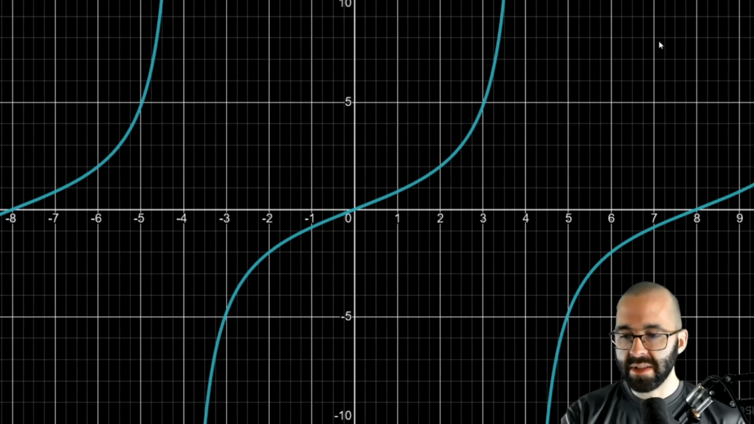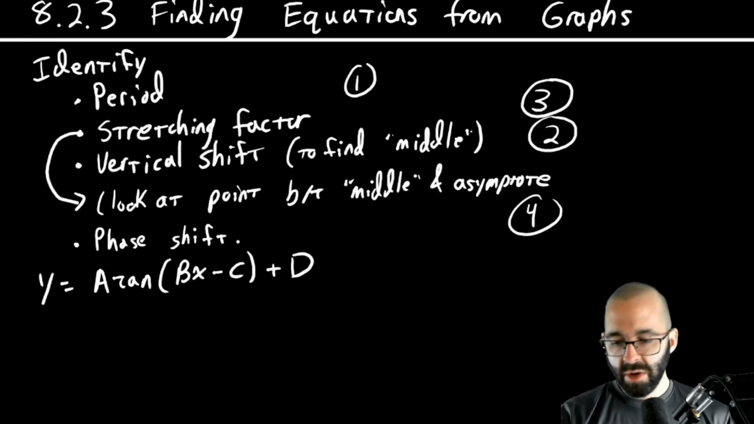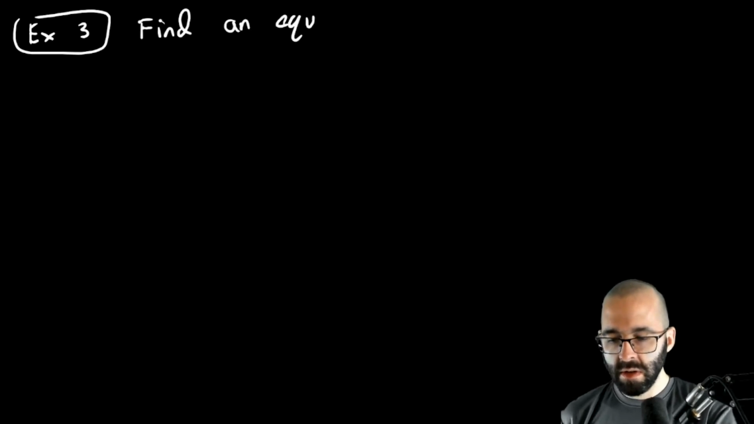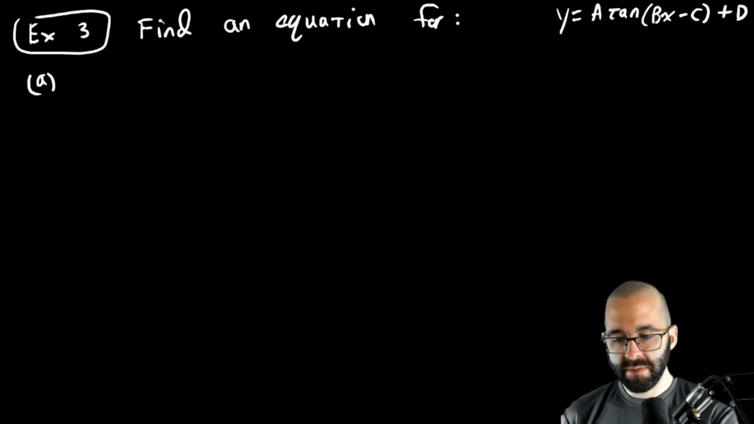We're going to look at a couple things here. Let's kind of follow the order of what was recommended. Let's first identify the period. And again, this is going to be example 3. Find an equation for, this is part A. We're going to first look at the period. Because again, y equals a tangent of bx minus c plus d. Let's first look at the period.